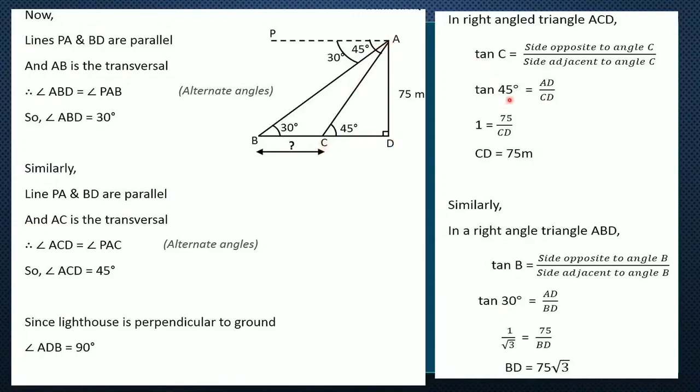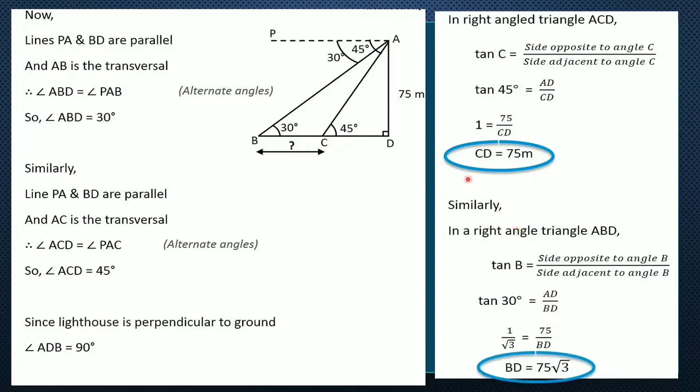So here tan 45 degrees is equal to AD upon CD. Just substitute the value, and we'll get the value of CD as 75 meters. In the same manner, you can consider triangle ADB, in which we'll consider tan 30 degrees is equal to AD upon BD. After solving, we'll get the value of BD as 75 root 3 meters.